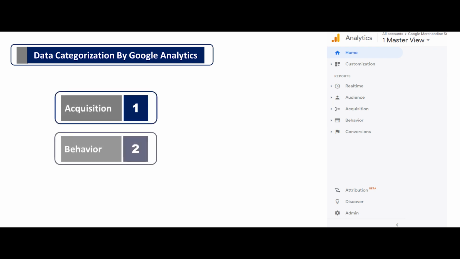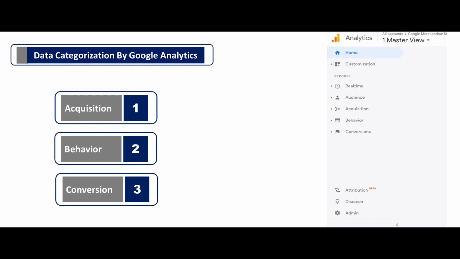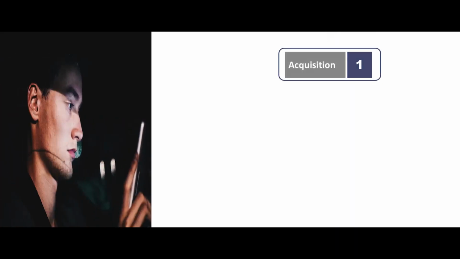Data categorization by Google Analytics. Let us see how Google Analytics categorizes the information. Primarily, Google Analytics categorizes the information into three main categories like acquisition, behavior, and conversions. Let me briefly discuss these categories. First, we have the acquisition. Acquisition simply means how you are acquiring the traffic to your website.